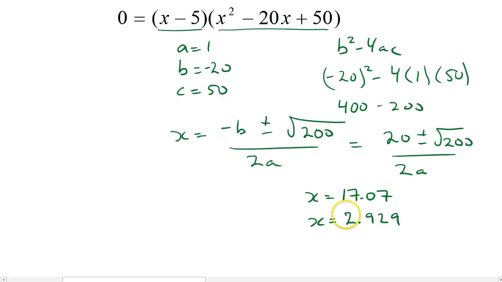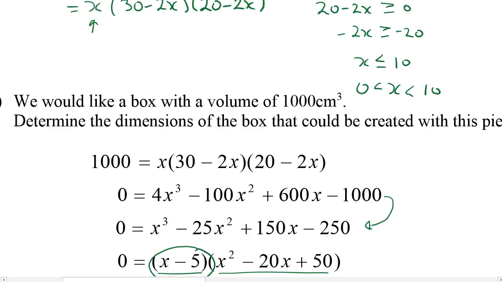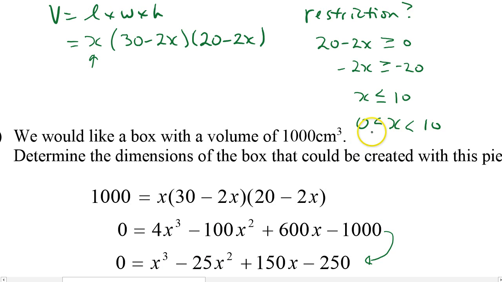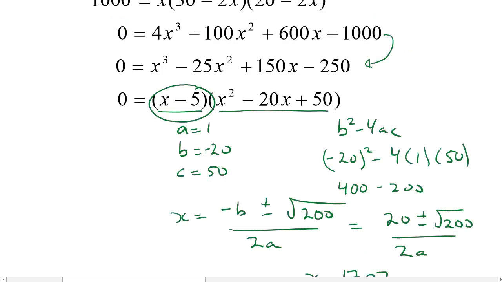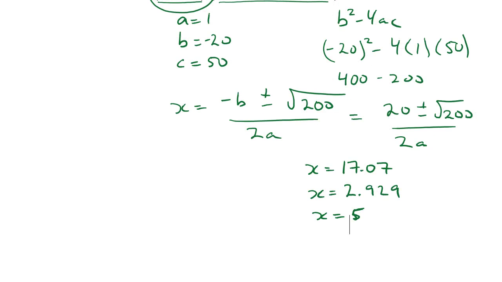Now at the very end I'm thinking, okay, so I've got three different values that I can get. I've got these two, plus I've got x equals 5 from this x minus 5 part over here. Looking back at my restrictions, I said that x needed to be between 0 and 10. So the only answers I could get are this answer here and that answer there.